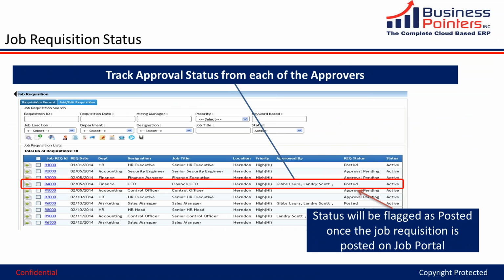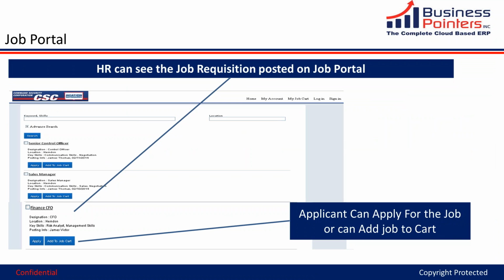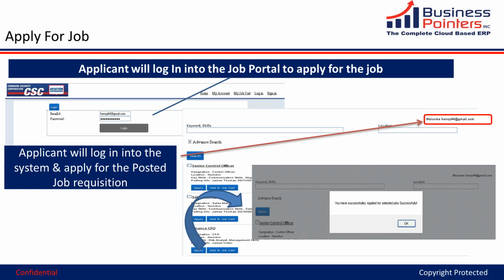Once a job requisition is posted, its status would change to posted, and this is how it will appear on the job portal. Once an applicant sees that job application, he will fill in the position details and create an account, which will be captured in the ATS system, so that the applicant is not applying again.